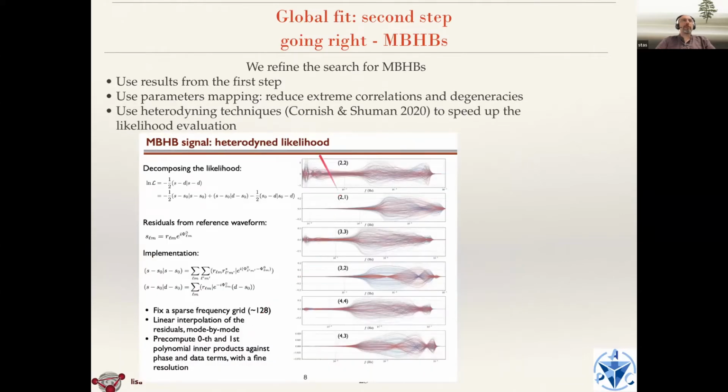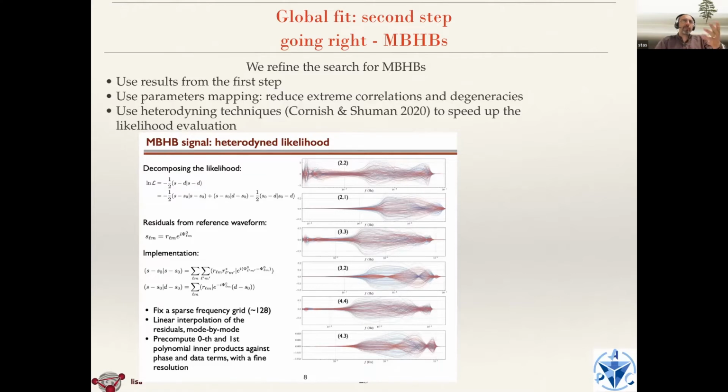And the second trick is thanks to Cornish and his postdoc, in a paper published in 2020. They suggested the so-called heterodyning likelihood in order to speed up the calculations. What you do is like in heterodyning, when you're removing the carrier frequency, the fast oscillating part. Here we're not removing a single frequency, but we're removing the best guess of the signal. So basically we're removing the evolving frequency in time.